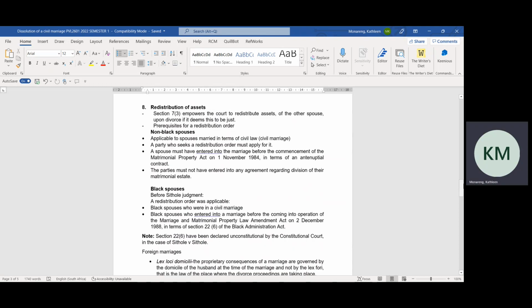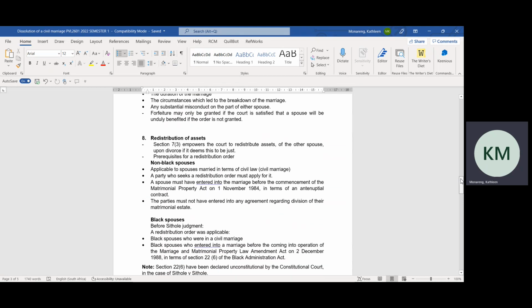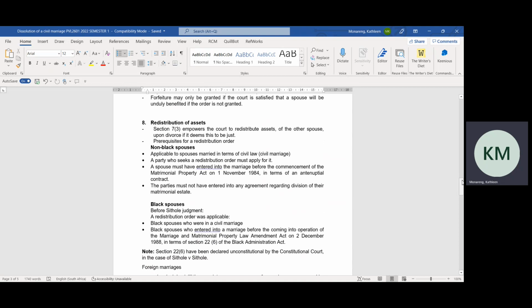The other important aspect to be aware of is the redistribution of assets. Section 7(3) empowers the court to redistribute assets from one spouse to the other. There are requirements, a prerequisite that must be met first for the court to order redistribution. Again, it is important to note that the position differs between non-Black spouses and Black spouses. Non-Black spouses are white people, coloureds, Indians, Asians, as long as the spouses are not Black individuals.